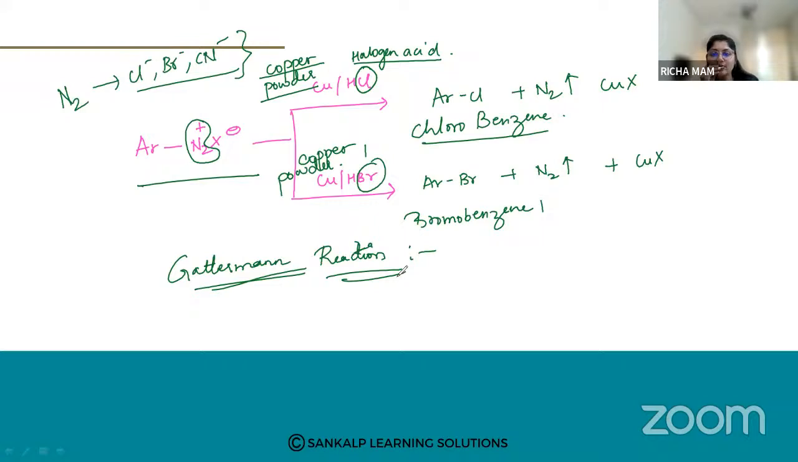Whenever we are introducing Cl or Br directly on the benzene ring, when we are treating the benzene diazonium salt with halogen acid in the presence of copper powder, this name reaction is called as what? Gattermann reaction. Very important. Gattermann reaction and Sandmeyer's reaction, these are the two important name reactions. Is it clear?